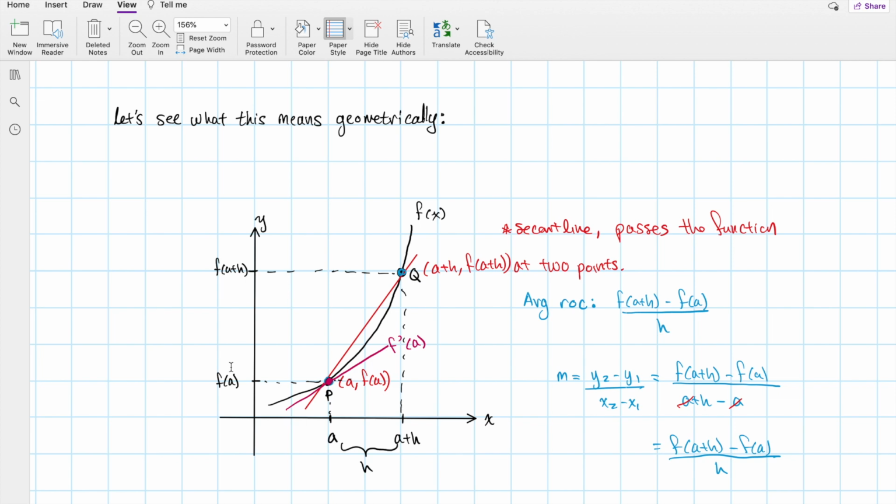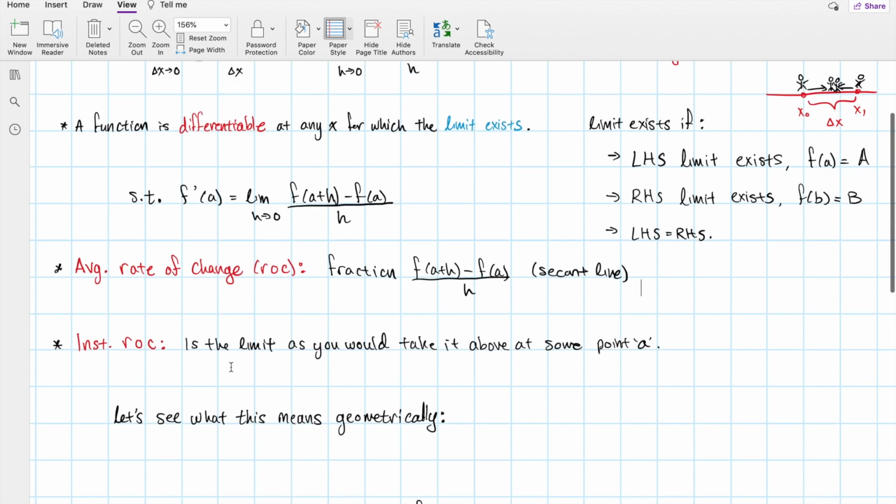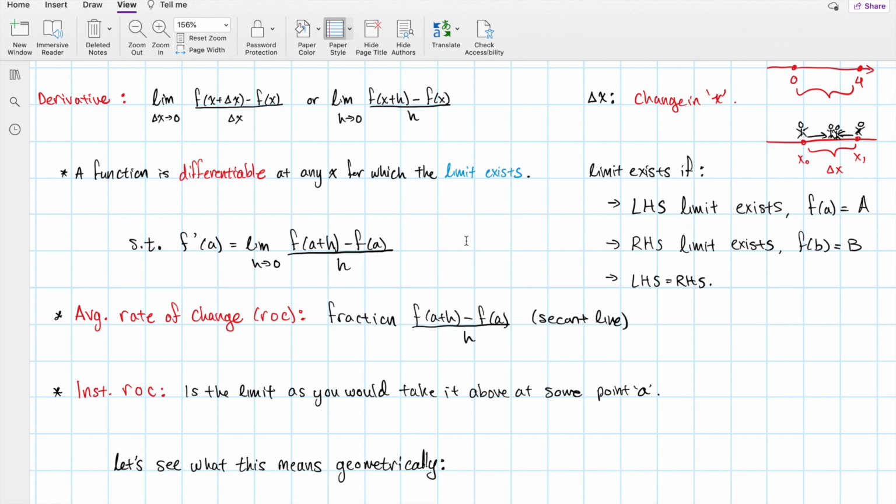And f prime is the way we note what a derivative is, if we scroll up above and remind ourselves of that.